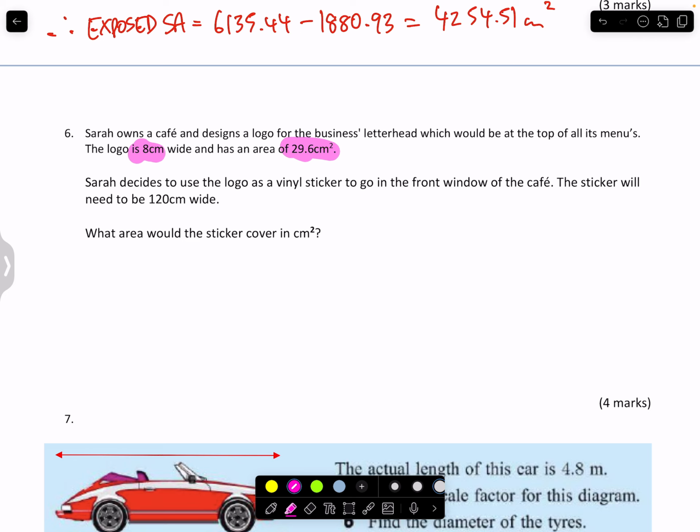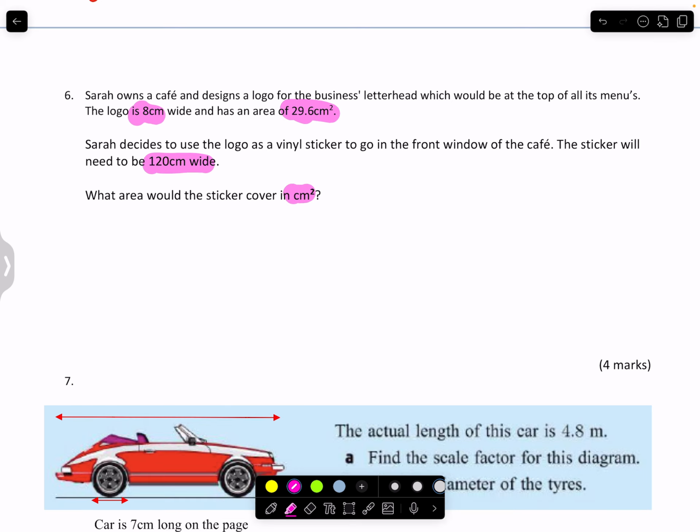She wants to use the logo as a big sticker on the front of the window cafe. The sticker is going to be bigger. What area is the new sticker going to cover in square centimeters? So you're given this formula, new area is equal to K squared times the old area. And also you're given that K is new measure over old measure.